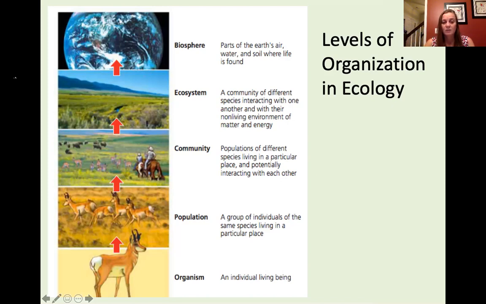Above an ecosystem, we move into the level of a biome or into the level of a biosphere. So the biosphere is the parts of the earth where air, water, and soil are found. So there's a little mnemonic that you guys can use to help you remember these levels of organization. And it's old people catch easy breaks. Okay, so organism, population, community, ecosystem, and biosphere.